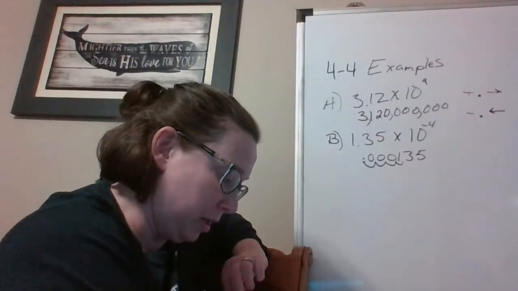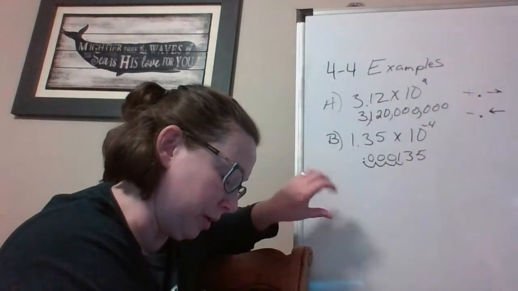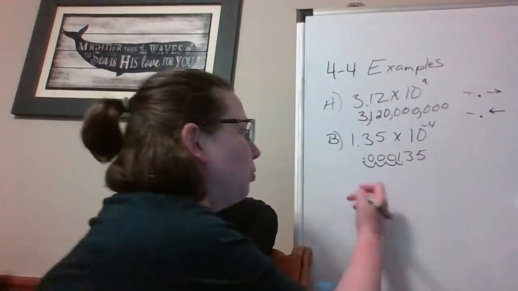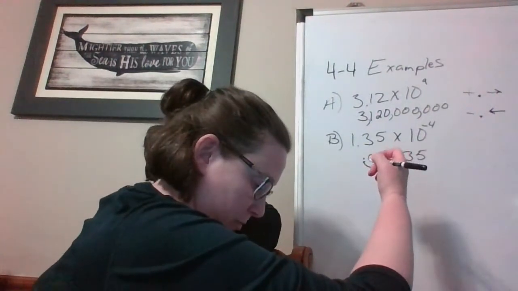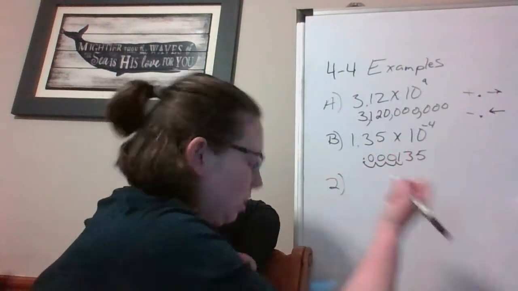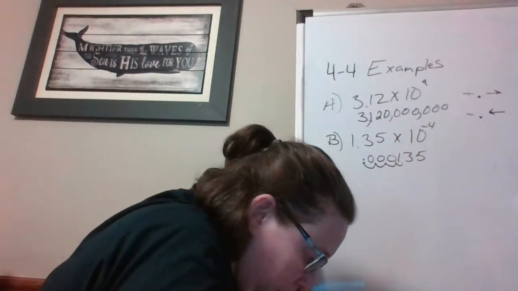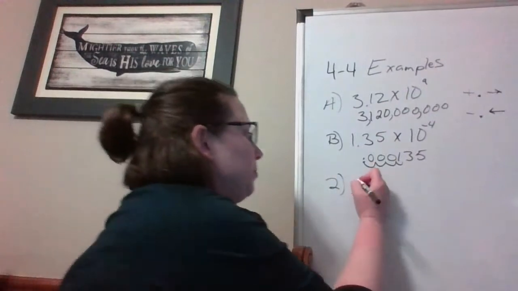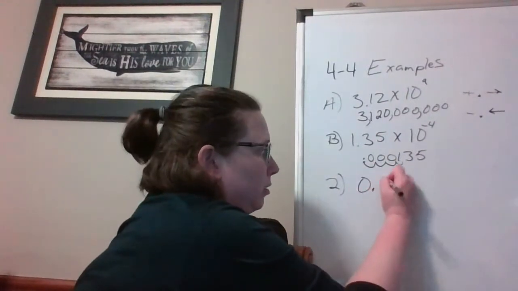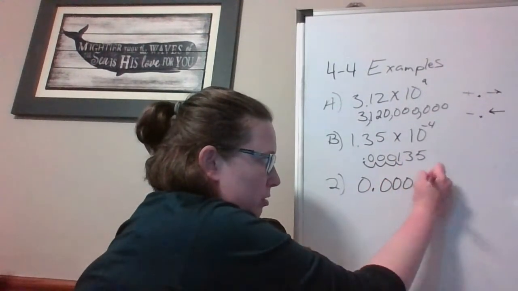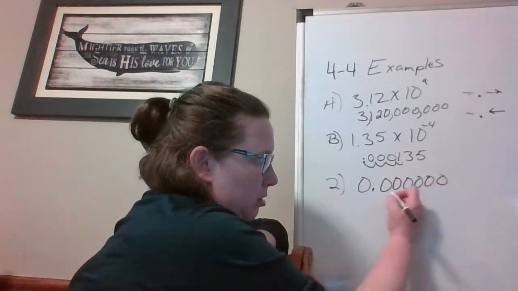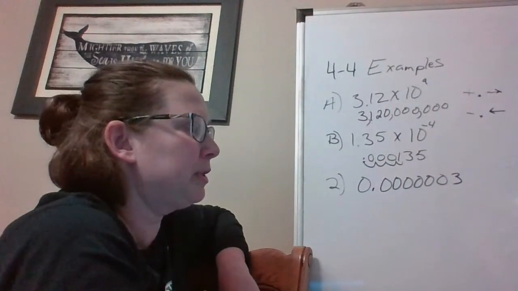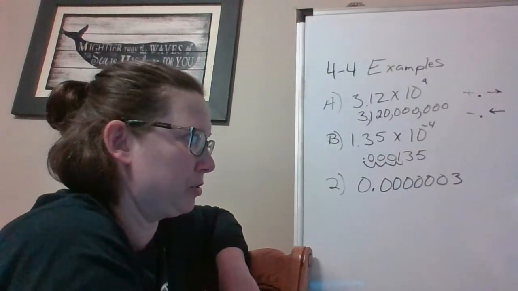The next example here is going from standard notation to scientific. So we, in example 2, are given 1, 2, 3, 4, 5, 6, 3 10 millionths. So there's 6 zeros and then a 3. And we are going to take that into scientific notation.